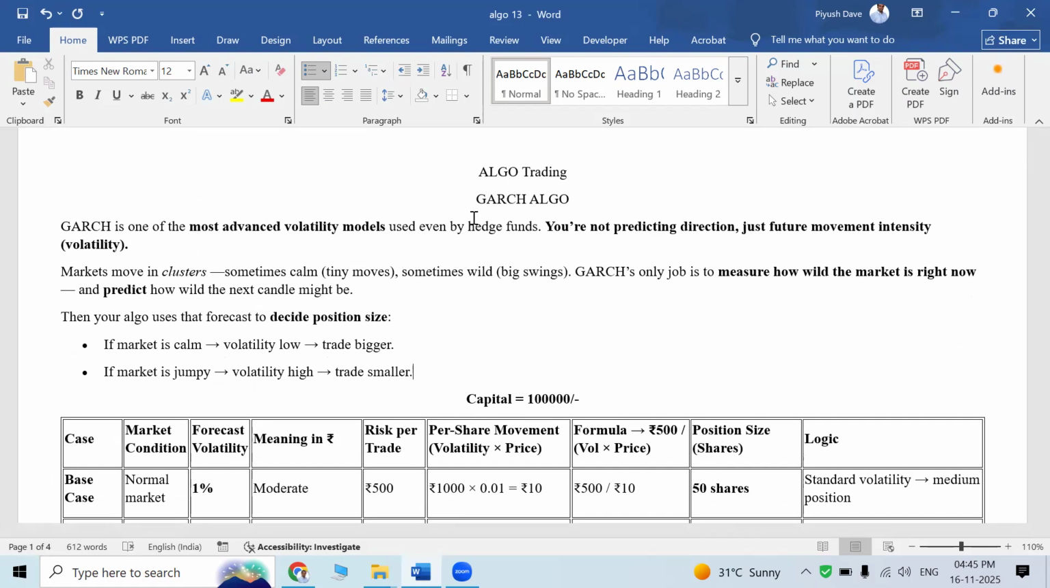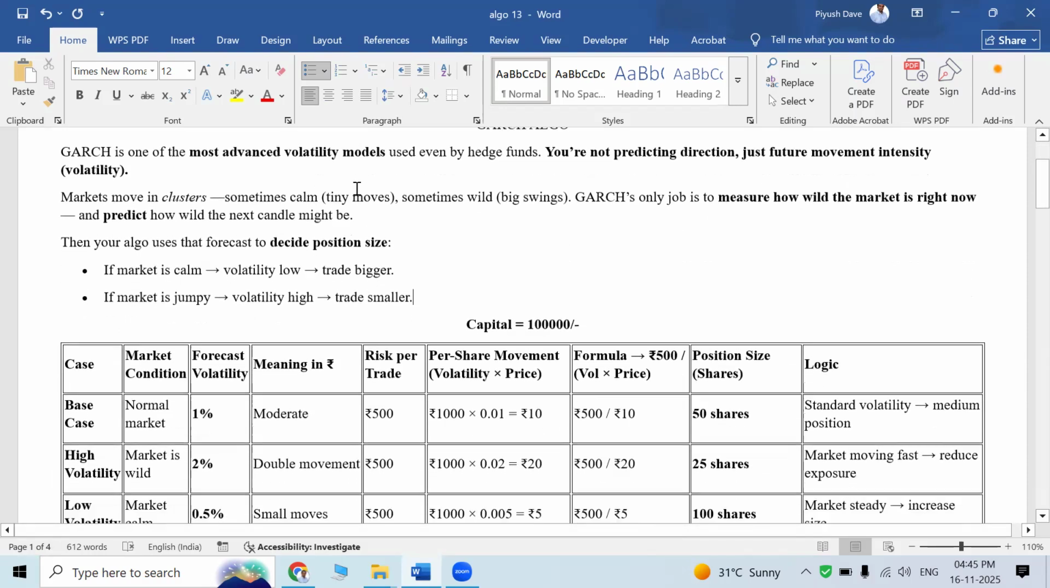But I made it very simple with this tabular data. First we will take this tabular data, and based on it, we are going to understand how the GARCH algorithm works, and then I'm going to show you in an actual simulation also.